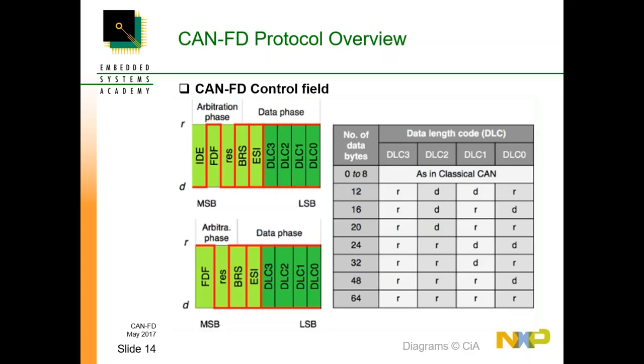The data length encoding remains the same at 4 bits. The values 0 to 8 are used to indicate the number of data bytes, which is the same as classical CAN. In order to support up to 64 bytes of data, a different encoding is used. This means that only specific lengths of data are supported beyond 8 bytes. The table shows the possibilities. So, for example, you cannot have 35 bytes or 49 bytes. It has to be one of these lengths.